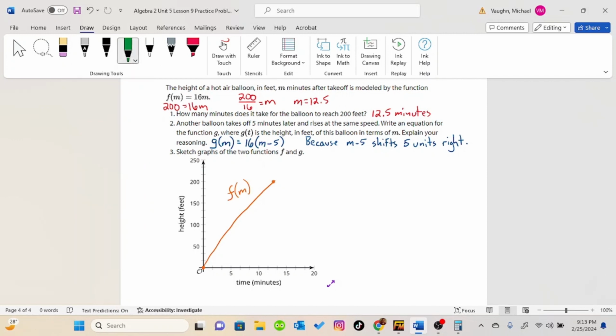Now for g, we said the only change is that it launches 5 minutes later. So now this one starts at 5 minutes, 0 feet of height, and instead of 12.5 minutes, it would be 17.5 minutes when it reaches its height of 200 feet. And now we can draw the point, or the line connecting the points. And this would be g of m.